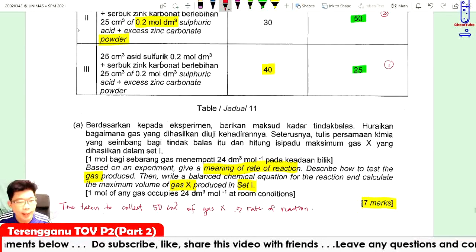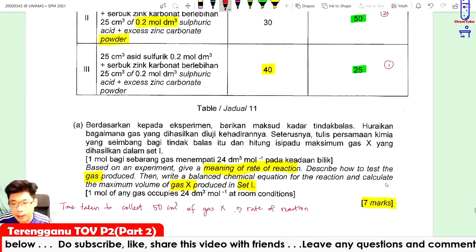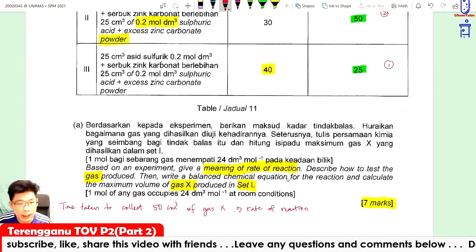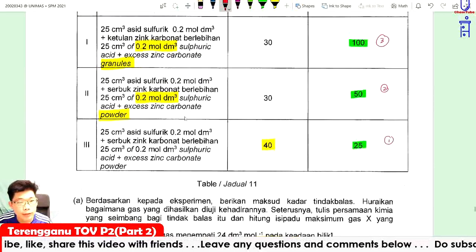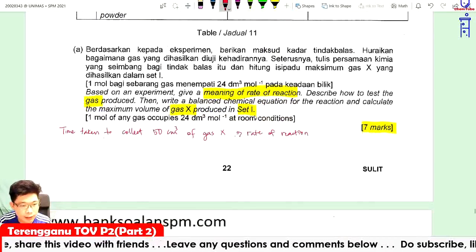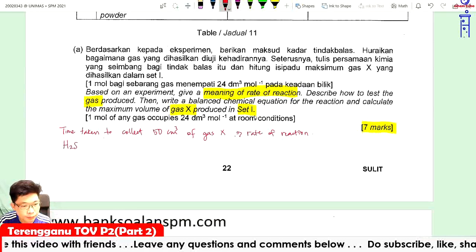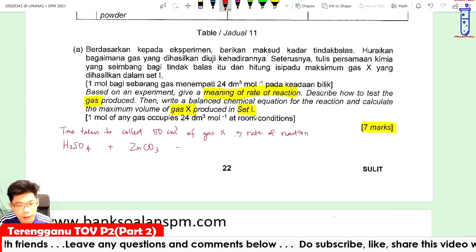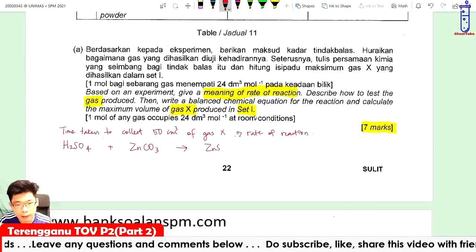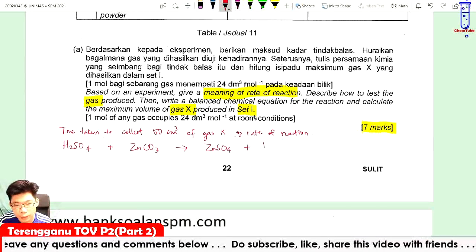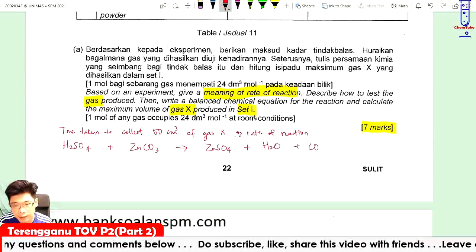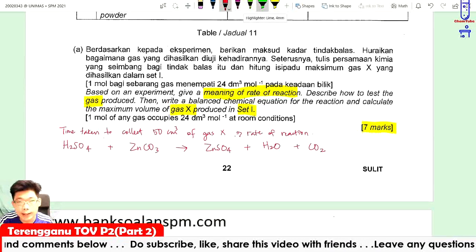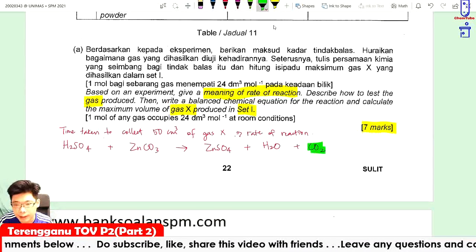Now how to test the gas? Later on we write the balanced chemical equation. Sulfuric acid reacts with zinc carbonate. It will produce zinc sulfate, which is a salt, water, and carbon dioxide. So this is the balanced chemical equation. The gas X here actually is the carbon dioxide gas.